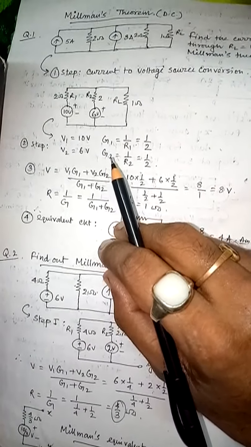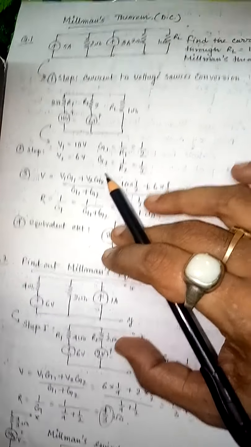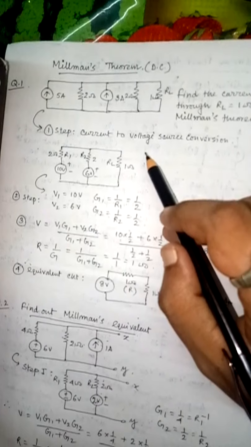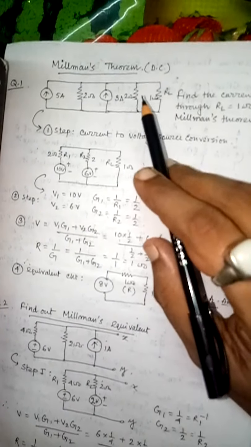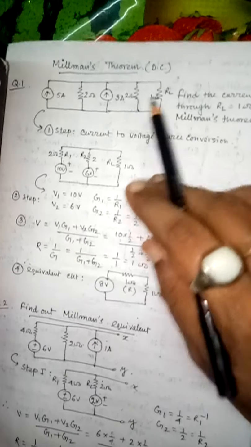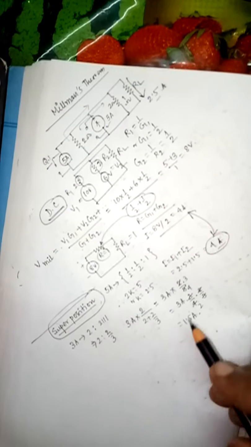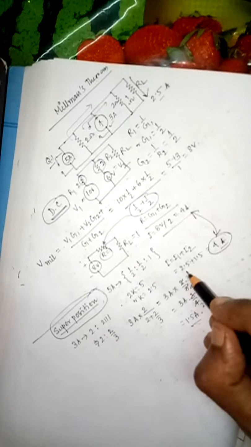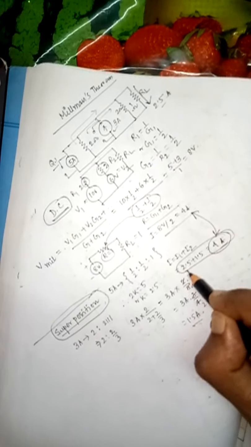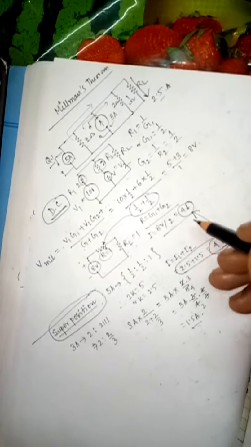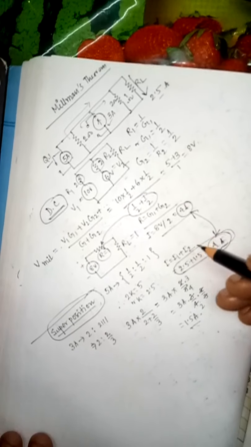Those who are attending this particular class, please see that is Millman's theorem. What I have done in this class is Millman's theorem. I have applied Millman's theorem for solving this type of problem. Again, in my copy I have shown you another technique by superposition, and using superposition I get the same answer, 4 ampere here, and here the answer is the same, 4 ampere. So you are checking whether these two formulas are correct or not.